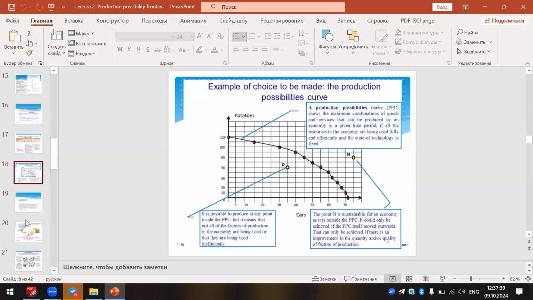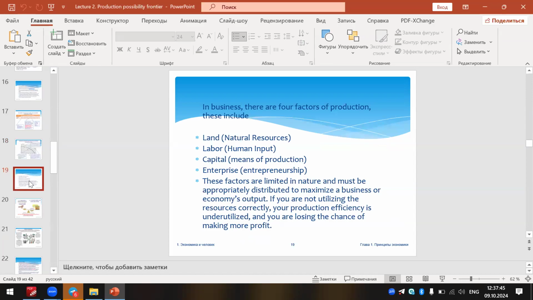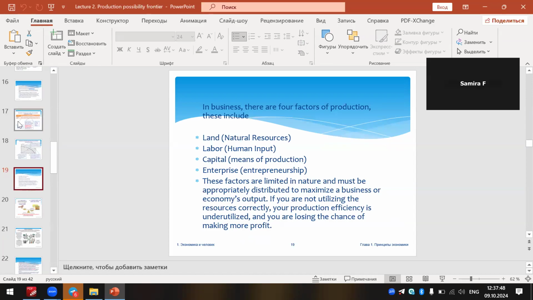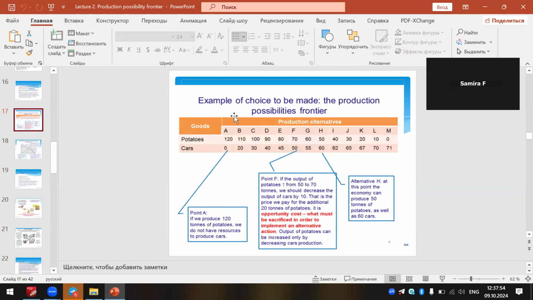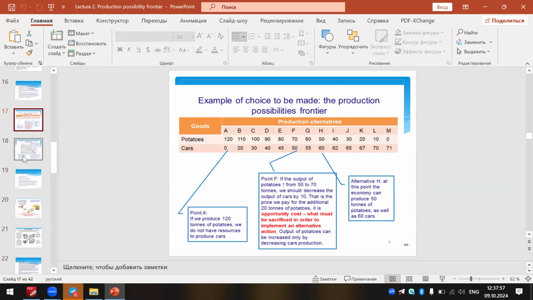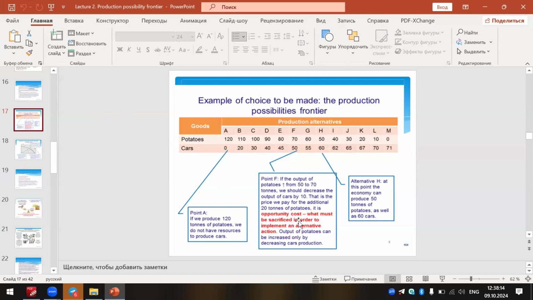Понятно? Да. I have a question. Yeah. How to count PPC? So you should, yes, use this one, first of all, this table. I gave you the linear one and also the graphical one, yes? And I can also give you a task on how to calculate it. It will be the graphical one, okay? And we'll try it. And in this line, you see the opportunity cost. So that cost that must be sacrificed in order to implement an alternative action.